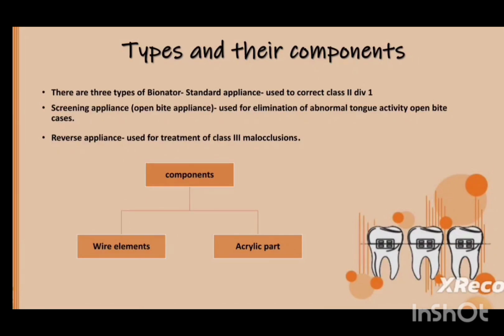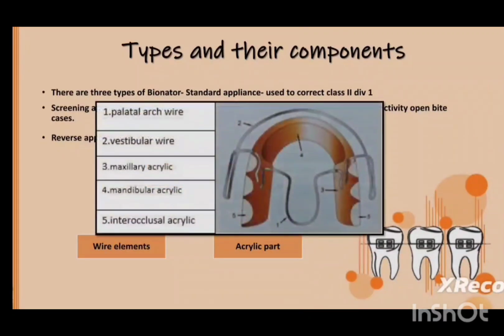Now, as with any other appliance, we have wire and acrylic parts. This is how it is. The first one is the palatal arch wire. Now, the palatal arch wire is always placed 1 mm above the palatal surface. Second is the vestibular wire, which goes backwards and forms the buccinator loop. As you can see in the image, it is marked with the second number. Third is the maxillary acrylic. Fourth is the mandibular acrylic component. And fifth is the interocclusal acrylic.